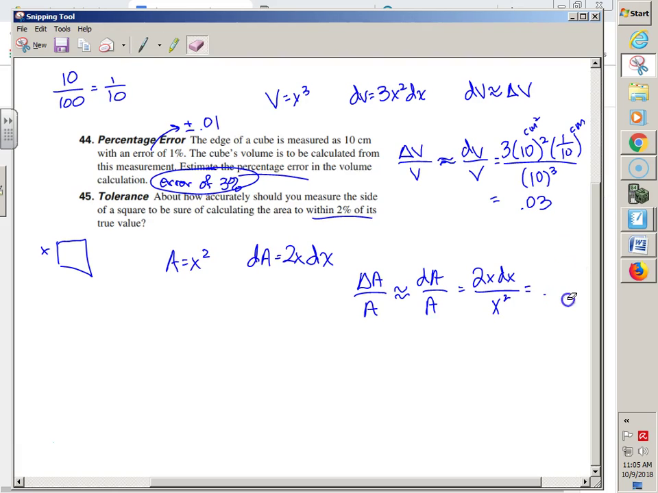To be honest, when I'm solving things, I do not like decimals. I'm going to put 200ths. The x's go ahead and reduce. What do they want me to solve for? They want me to figure out the possible error. That's what they want me to solve for. To be sure of calculating the area to within 2% of its true value.